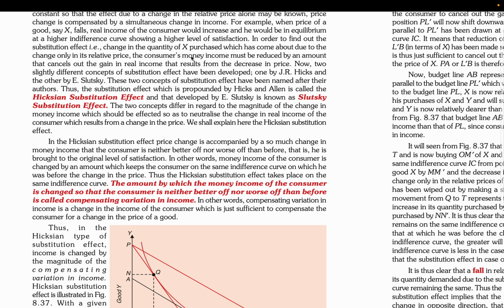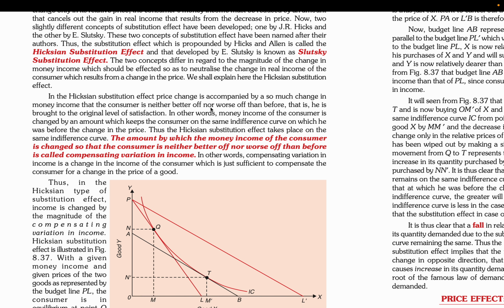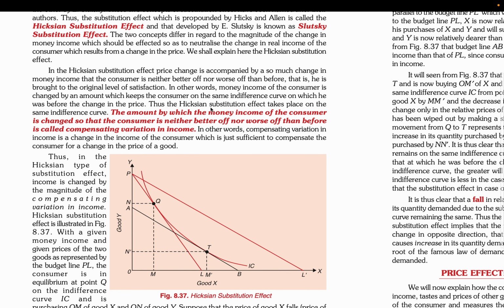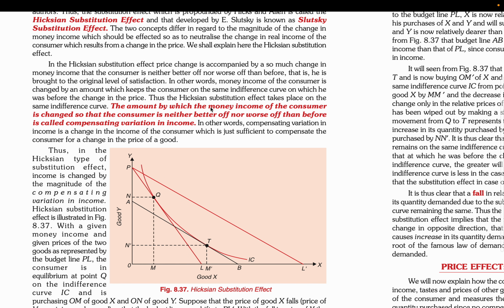The two effects differ in regard to the magnitude of change in money income which could be affected so as to neutralize the change in real income of the consumer, which results from a change in price. First, we'll see the Hicksian substitution effect. I think Slutsky is not a part of this chapter. It has to be read separately.